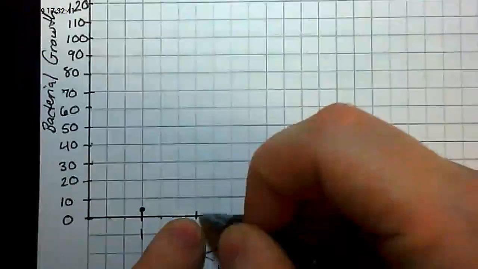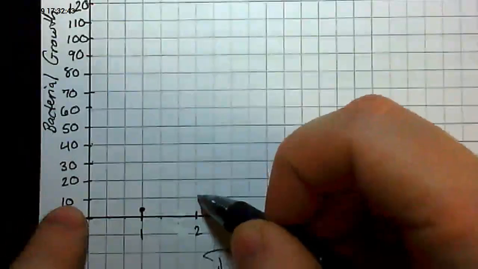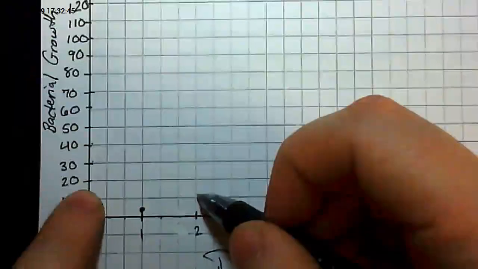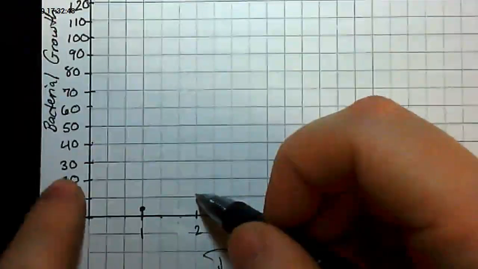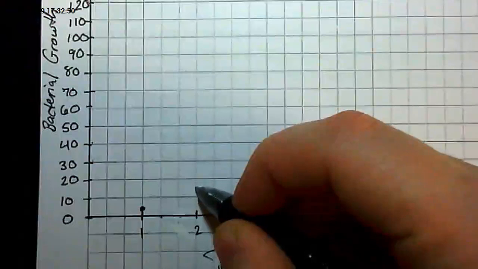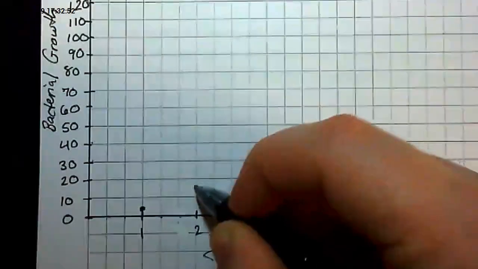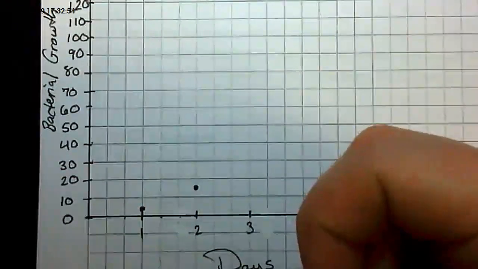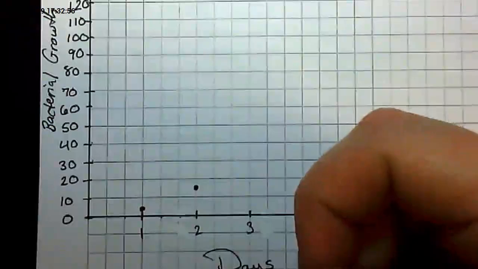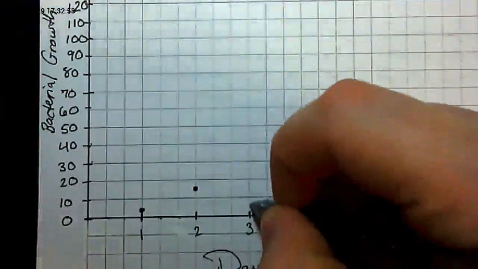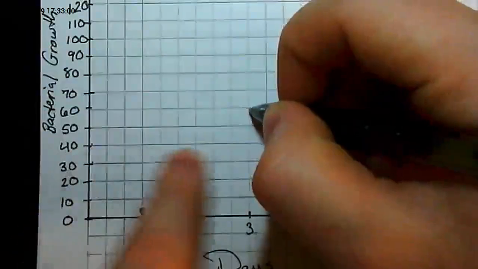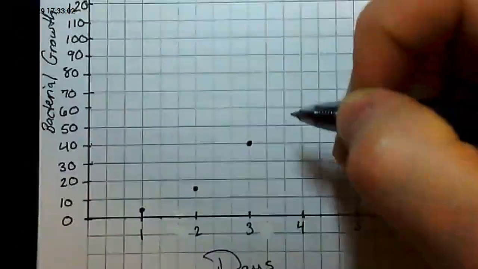So I'm going to go to 2, and then look over here to the left. Here's 10. Same deal. I'm going to split between 10 and 20. 16 is not exactly halfway. It's just a little above. So I'm going to put my dot there. I'm going to look at my day 3. That's 40. Same thing. Go up on this line. 40. Boom. And then 4.